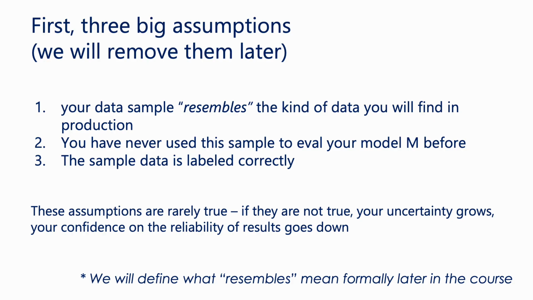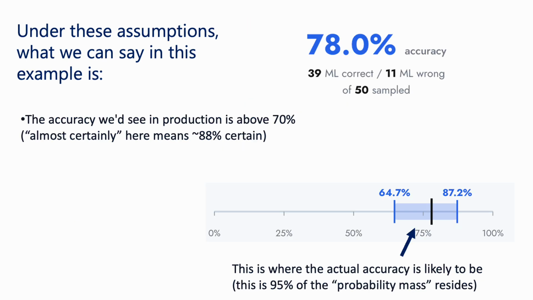Let's also assume that we have never assessed our model before on this dataset. So it's the first time we test a classifier, any classifier, on our dataset. And let's also assume that when we manually label the data, we did so correctly. These are big assumptions. They are, to be honest, rarely true, but for now, let's pretend that they are. So with these assumptions in mind, there are actually things that we can say.